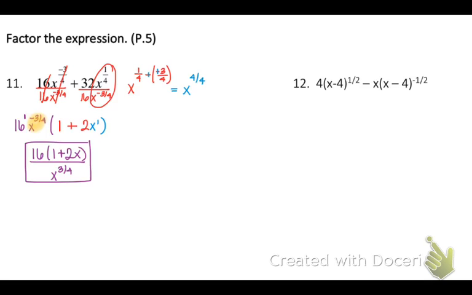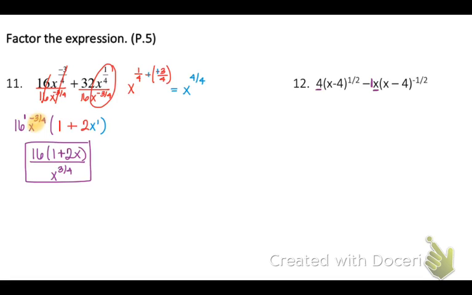Okay. Let's look at number 12. This is one that has a little bit more involved in the base, but the process is exactly the same. So once again, we're going to choose our GCF. So we look first at the coefficients. I have a 4 here and just a 1 here. So 1 is the only thing I can take out.